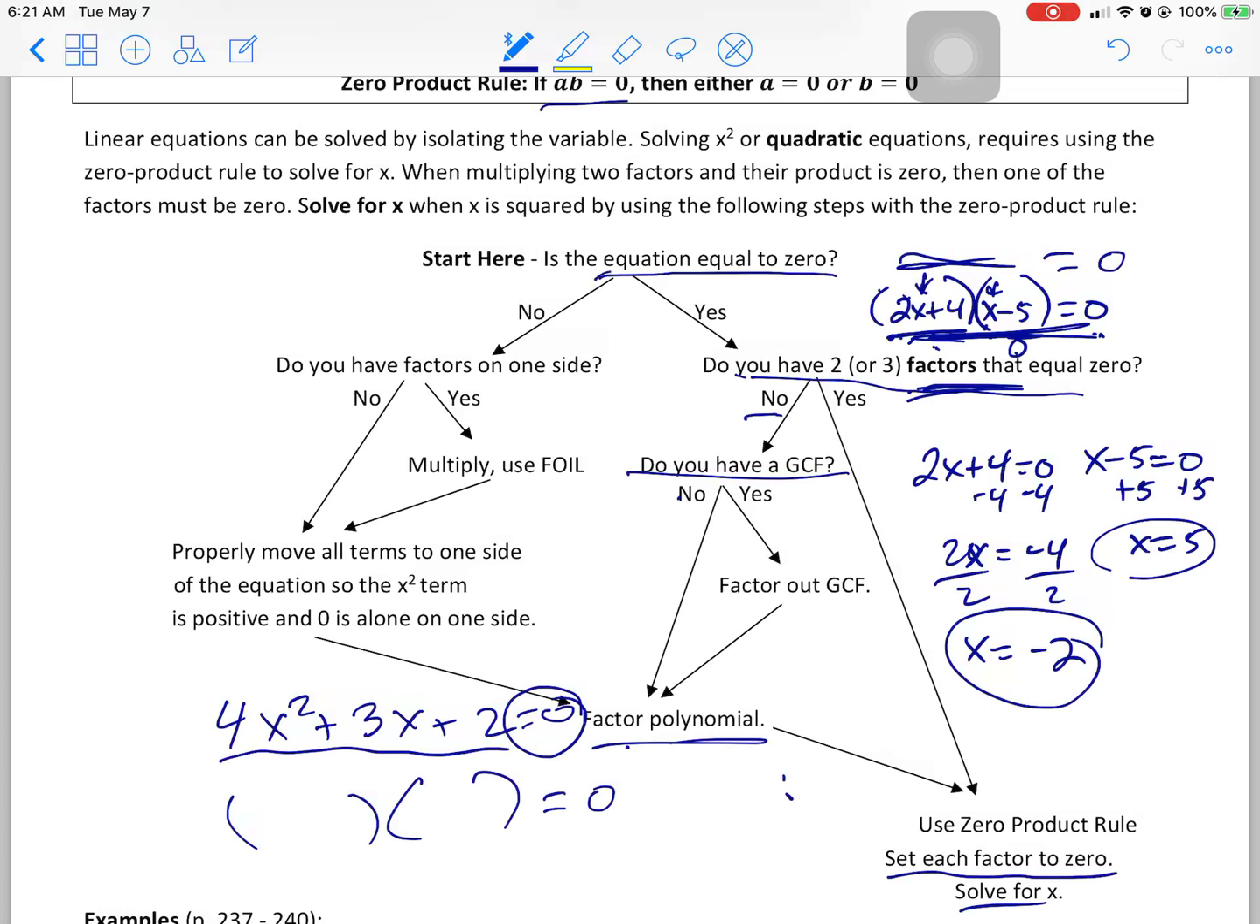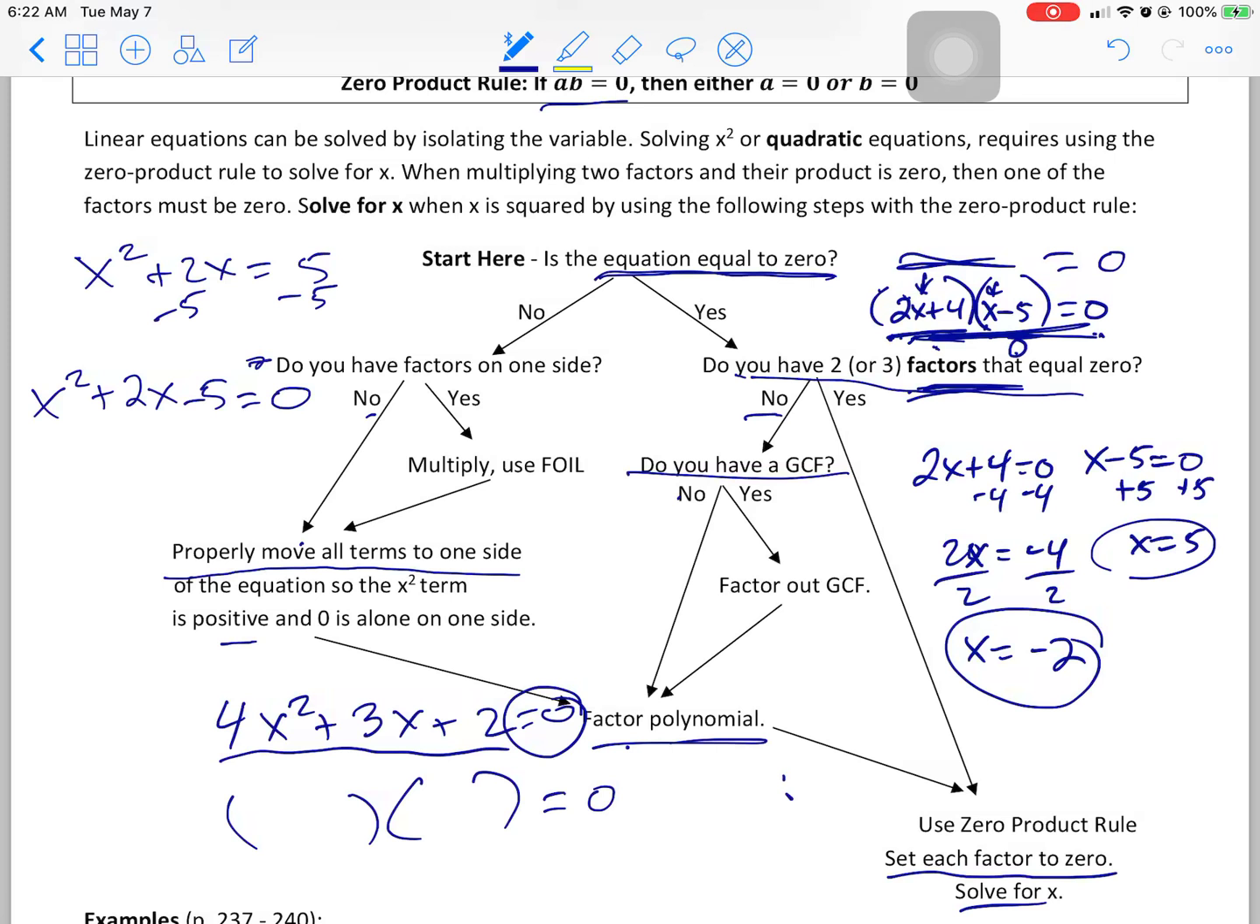And on this side, if you don't have your equation equal to 0, if you have x squared plus 2x equals 5, I don't have an equal 0, so that goes over here. Do you have all factors on one side? No, I've got terms on one side, so that's a no. And then it says properly move all your terms to one side, so the x squared is positive and 0 is alone on one side. So that means minus 5 minus 5. Whatever you do to one side, you do the other. You get x squared plus 2x minus 5 equals 0. Then I'm back over here again, and I'm going to factor that next.